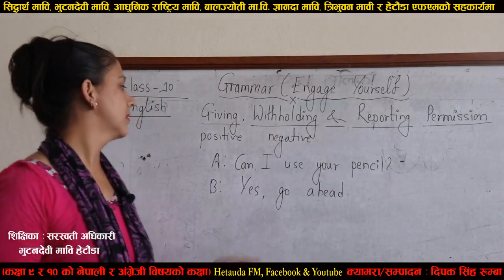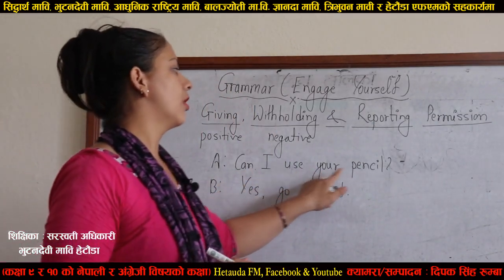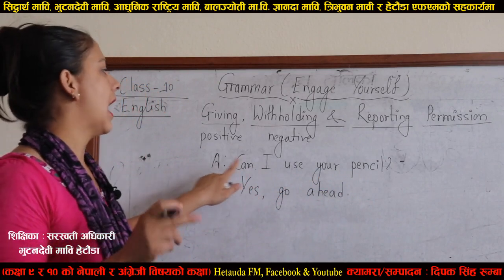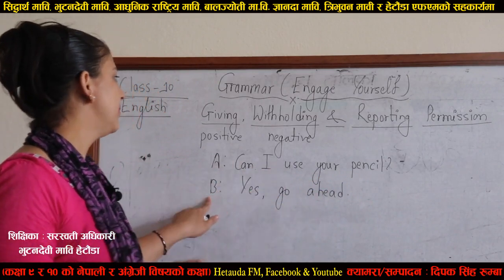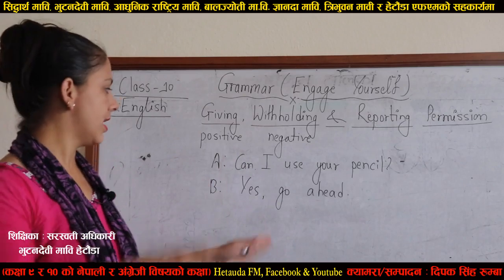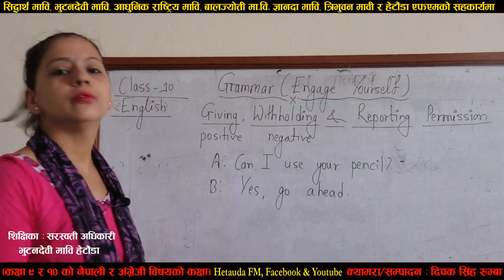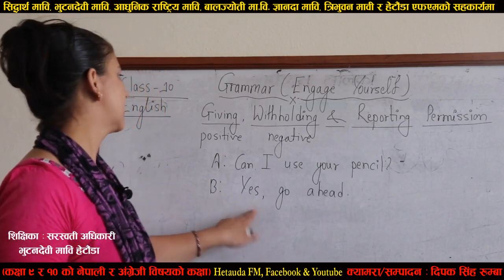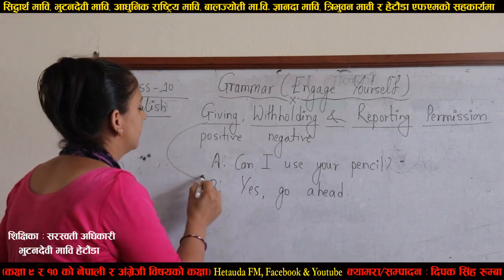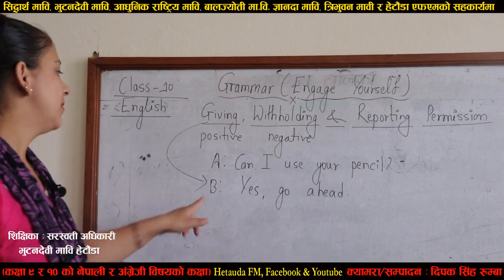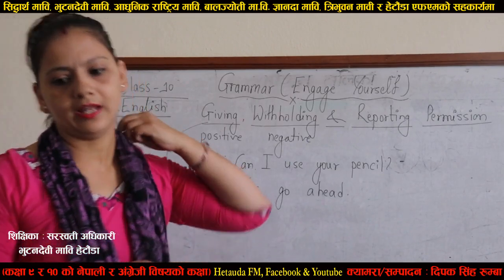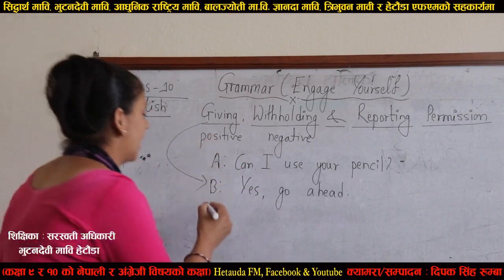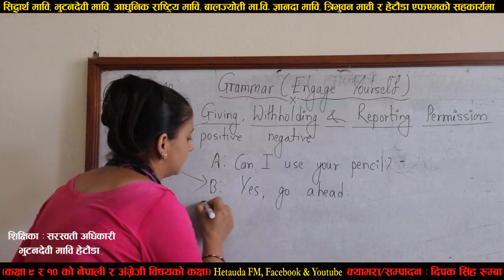See, dear students, can I use your pencil? Here A is asking for permission and B is giving permission. Yes, go ahead. Yes, you can use it. Yes, obviously, certainly you can. So this is an example of giving permission. B is giving permission to A. Now let me give you one more example, dear students.